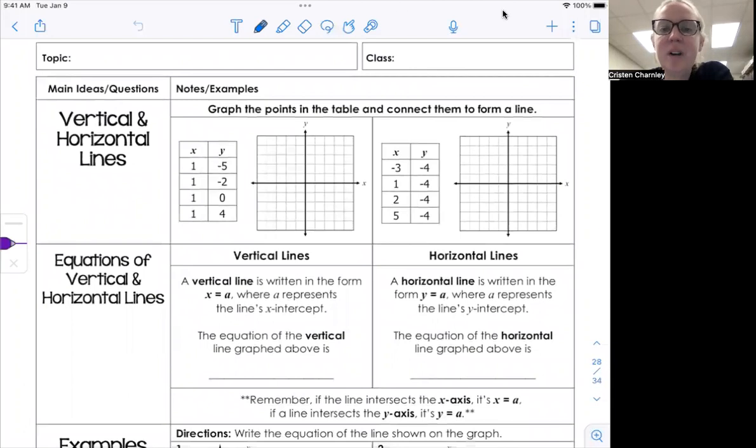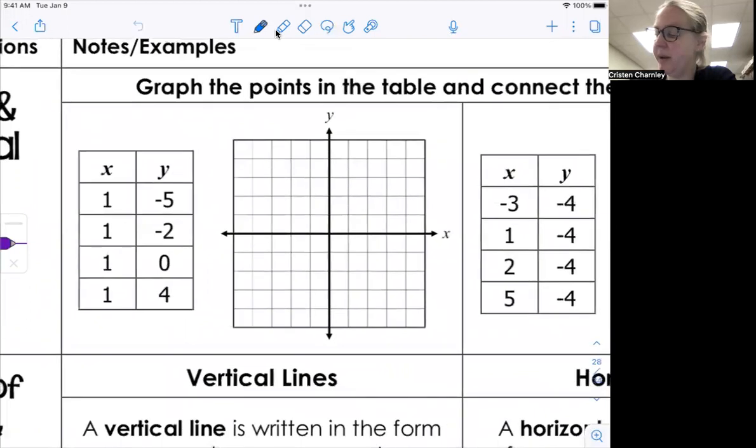All right, good morning. Today we are looking at two very special types of lines, and those are vertical and horizontal lines. To show you what we're talking about, we're going to graph the points in the table and then connect them to form a line. So here's what I'm going to do. I'm going to zoom in here a little bit.